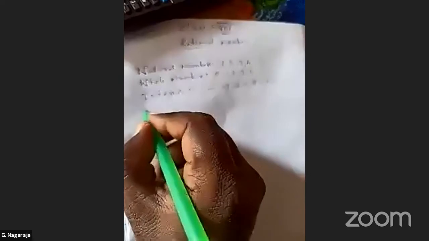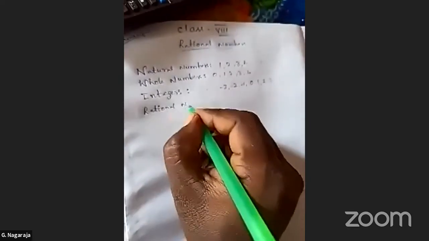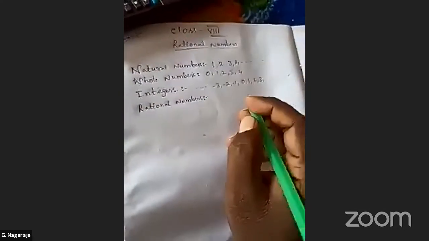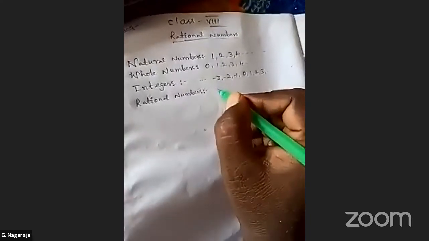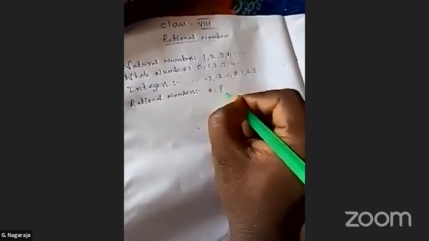Next, rational numbers. Rational numbers means a number which is in the form of p by q, where p, q belong to I, I means integers, and q is not equal to 0.